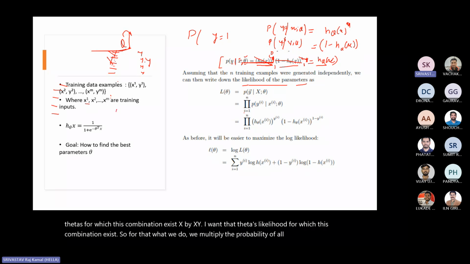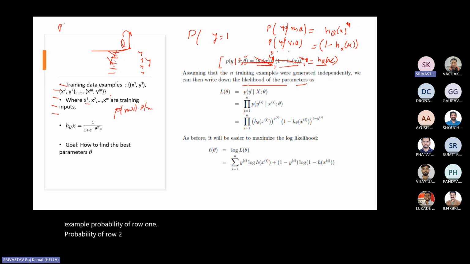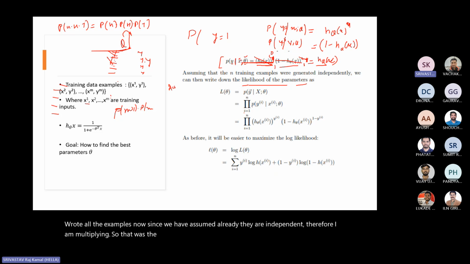For example, probability of row 1, probability of row 2. This is nothing but the example of probability of H, H, T. I multiply all the rows, all the examples. Since we have assumed already they are independent, therefore I am multiplying. That was the reason why we assume all the examples are independent. So consider this data as nothing but the example events. Here the case was just HHT.